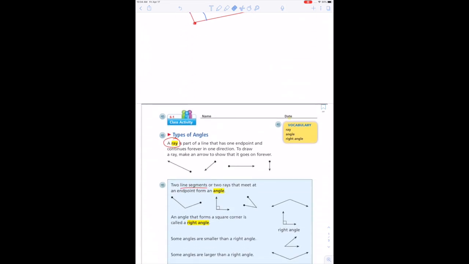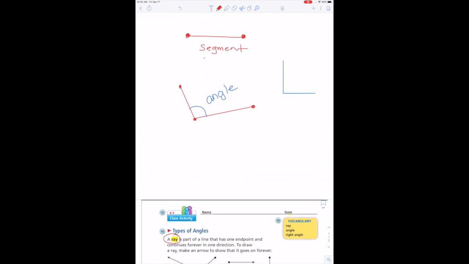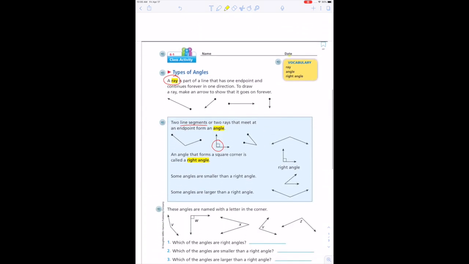See this little box right here? It's a little square. If you have an angle and they've drawn in the little square, it's a little cheat to let you know that that is a right angle. So when you see that little square drawn in here, it's a right angle. So this angle is a right angle.